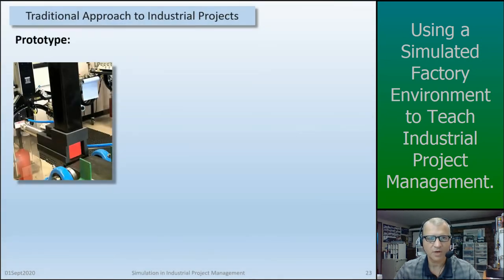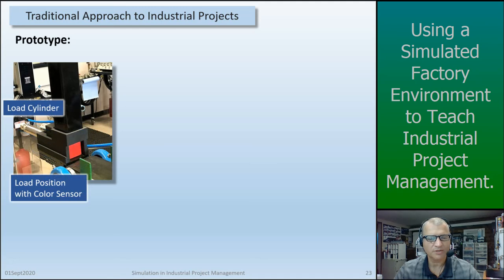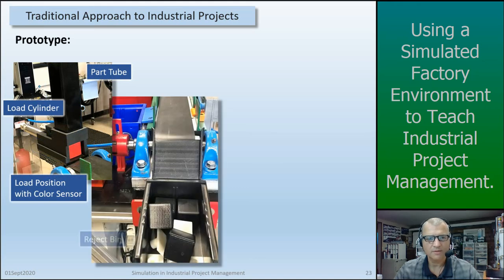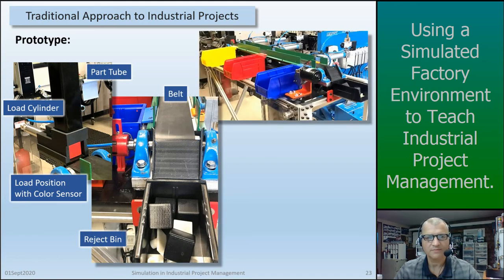So in this case, rather than show them the prototype itself, we show them photos from the prototype. At the beginning here, we have a load position with color sensor, followed by a load cylinder which pushes the blocks onto the conveyor itself. A part tube where we load blocks to be sorted. We have a reject bin at the end of the belt, and of course a belt feeding blocks down the conveyor itself. If we take a look at the conveyor, there are 3 receiving bins, yellow, red, and blue, and there are 3 eject cylinders to push the blocks into the bins.